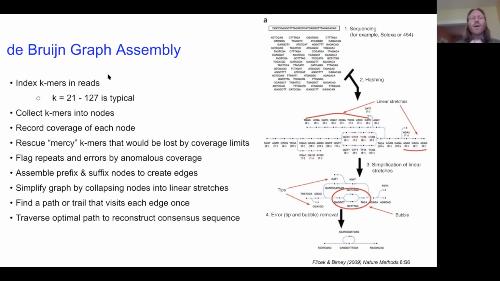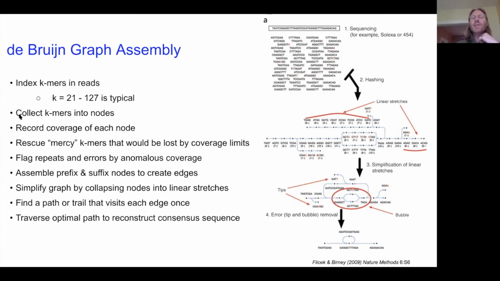For the de Bruijn graph assembly, what you'll see as we do the assembly later are some of these steps. The first thing that happens is that the k-mers are indexed into a hash table. We have all of these reads that are then broken into k-mers, and the length is typically on the order of 21 to 127. They're generally odd to avoid palindromes. And those are put into a big hash table in memory.